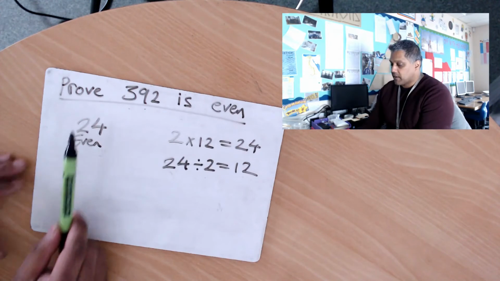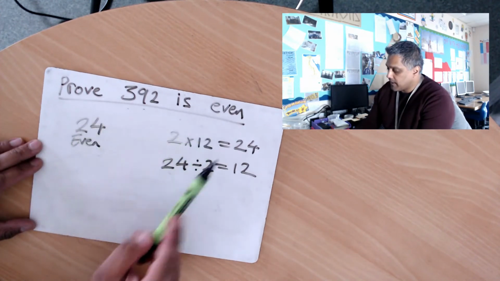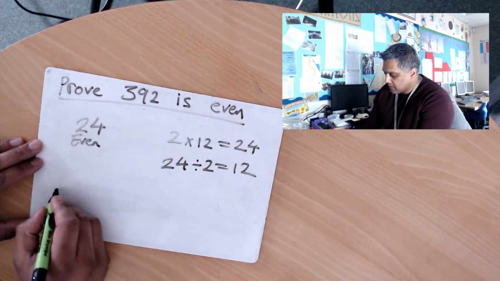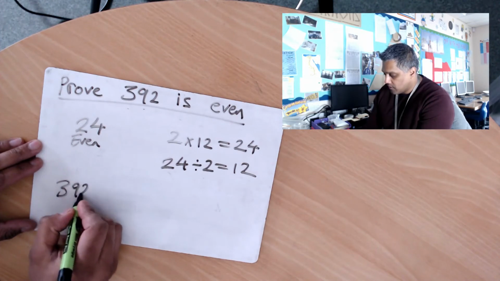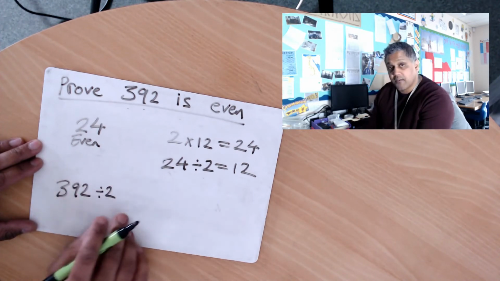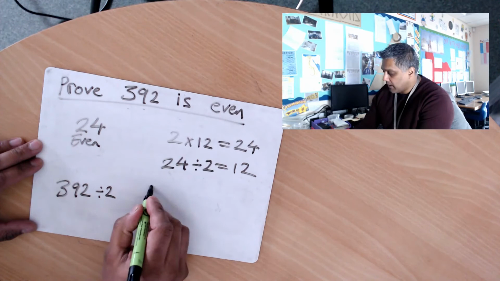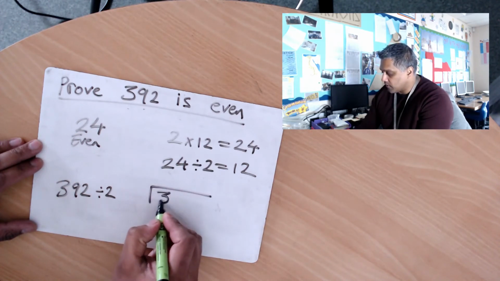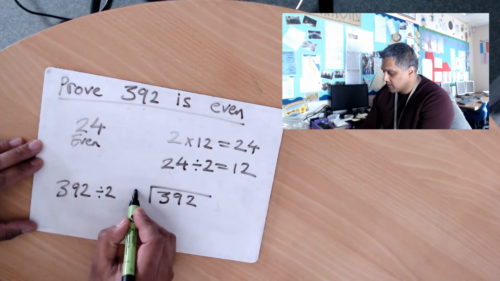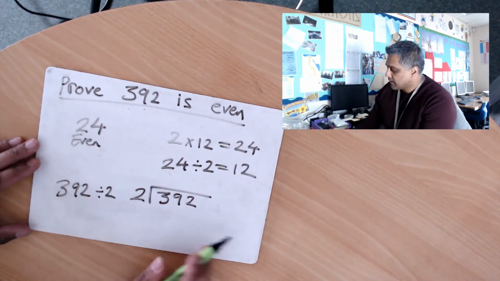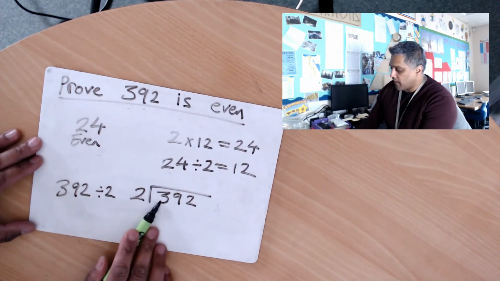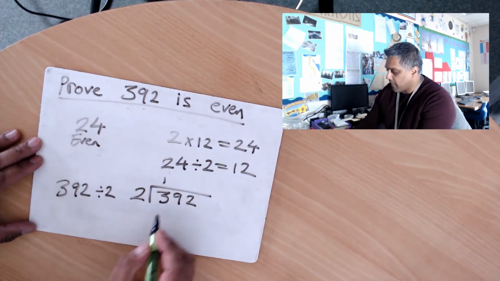So coming back to our problem, prove that 392 is even. So we're going to use some division. So 392 divided by 2. There's a few ways to do that, and we're going to do the simplest way, which is using a short method of division. Some of us call it the bus stop method. So how many 2's are there in 3? Well, there's 1 in there and there's 1 left over.